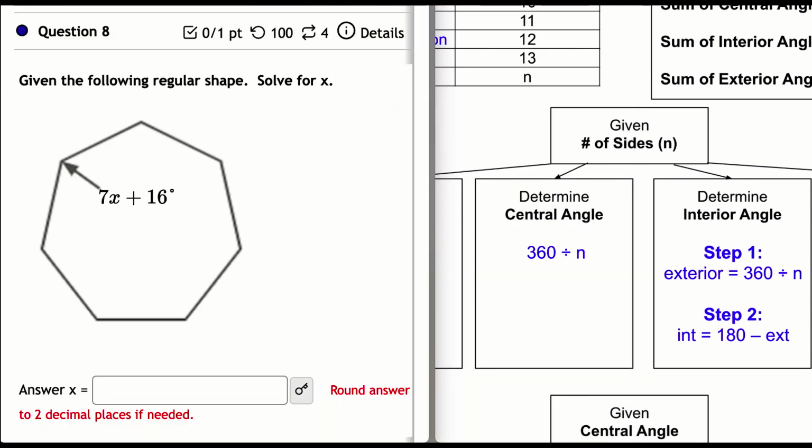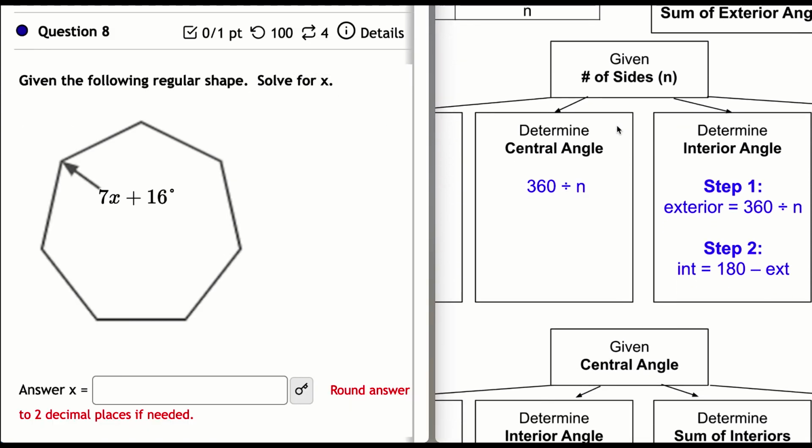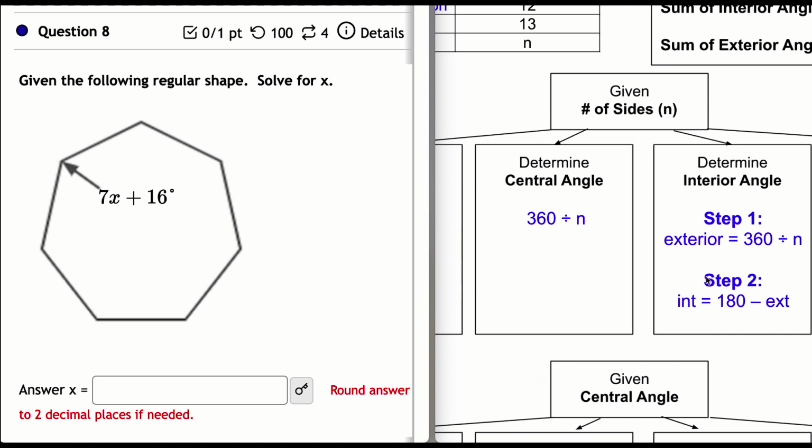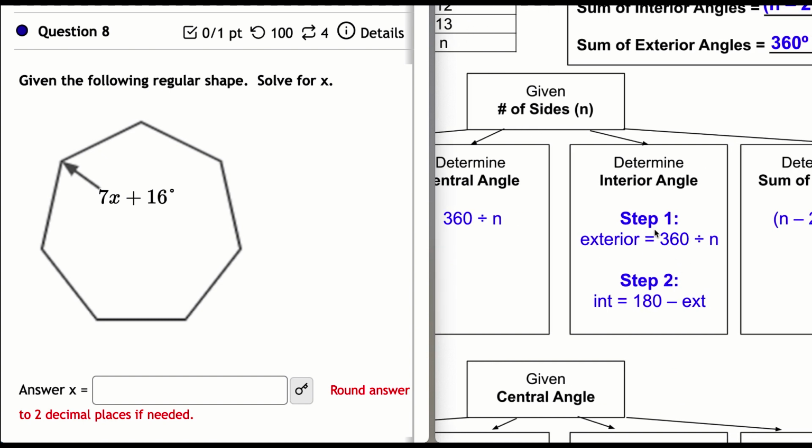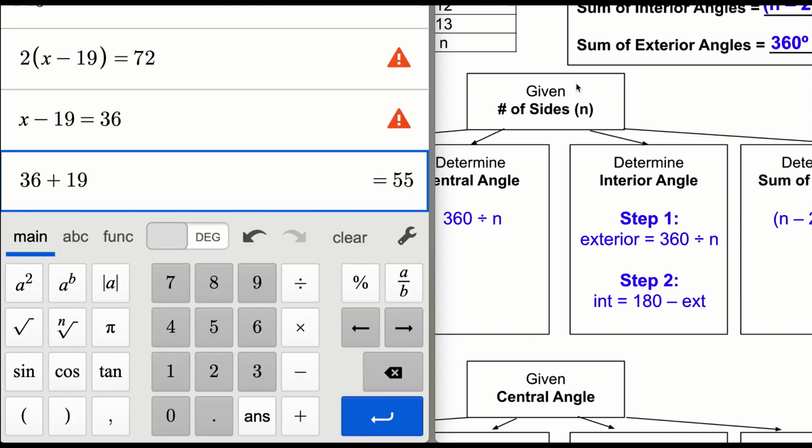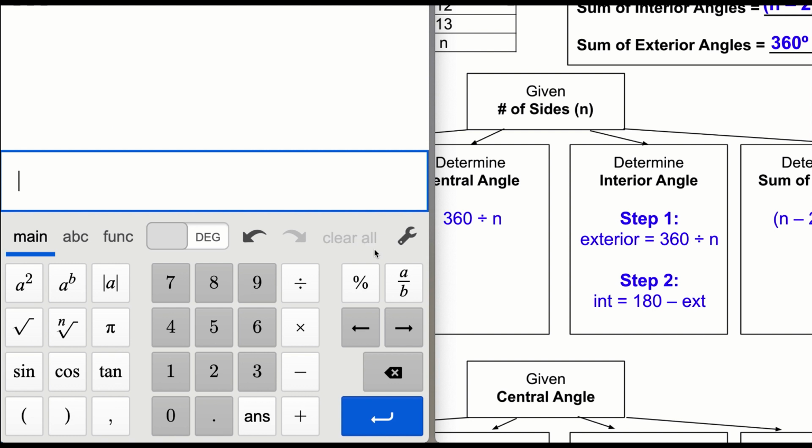Our notes are going to say 7 sides, where I know the number of sides, and I want to find out one interior angle. So I'm going to use my calculator to figure out what the measure of this angle is supposed to be when I know that I have 7 sides. So I go to my calculator and follow the steps here, take 360 divided by 7. I'll do that first here.